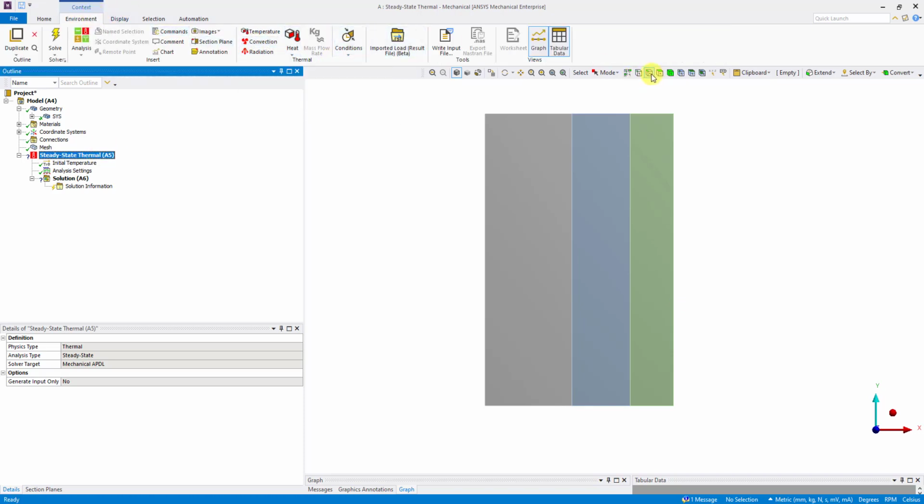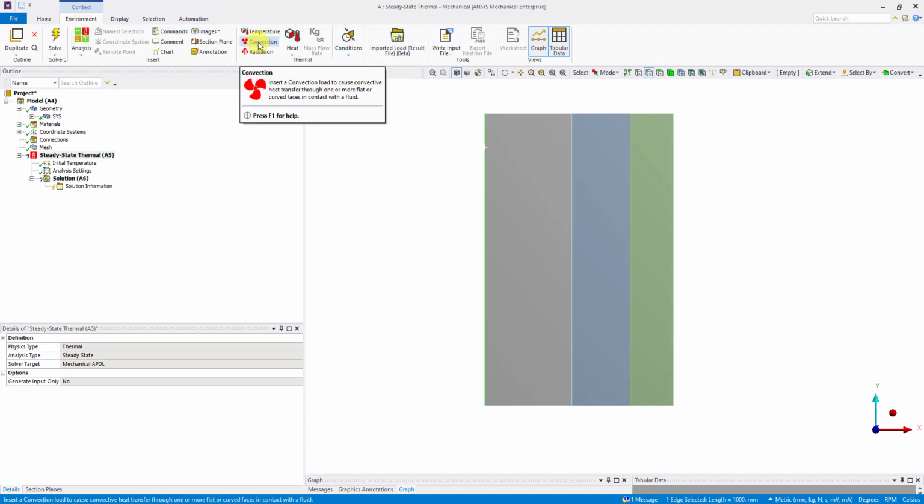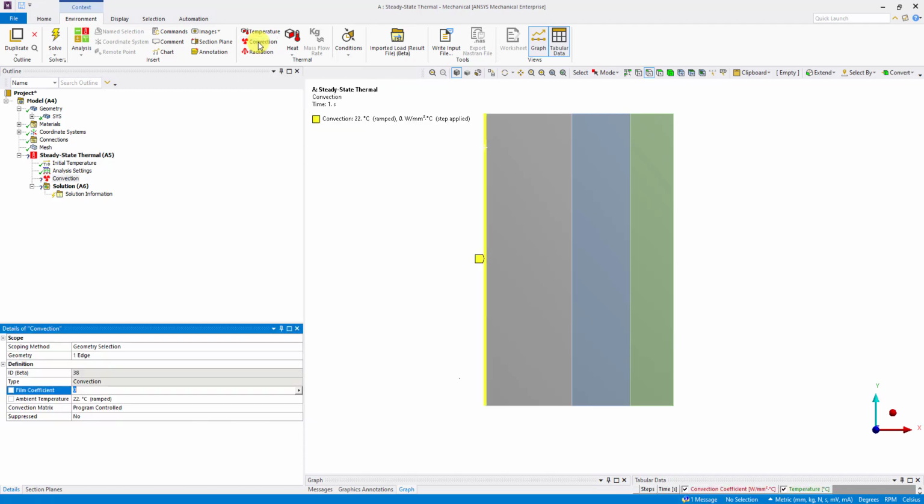We'll select an edge. We'll select this edge, and on the environmental context ribbon I will click on convection. So on this side there is a hot gas flowing. Here the environment temperature is 20.